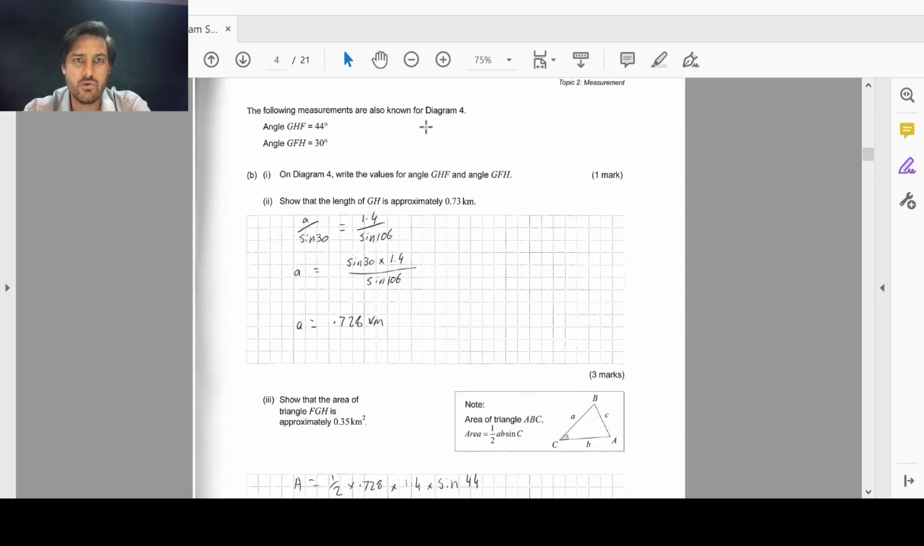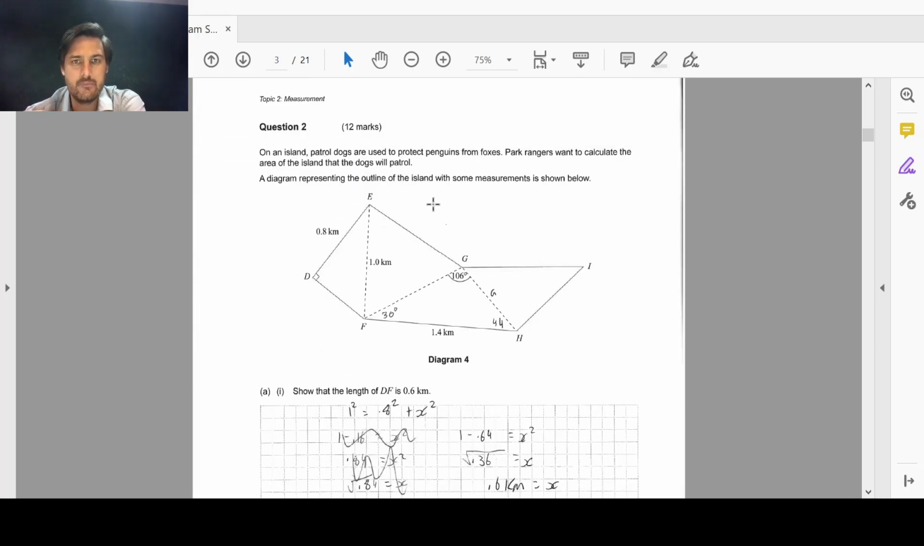The following measurements are also known for diagram 4. It gives us some angles there. What you've got to know here is where to put these angles. When it says write the values for angle GHF and GFH, we are talking about the angle at this middle letter and this middle letter here. So GHF is 44, so that is 44 here. And GFH was 30, and that's that one there.